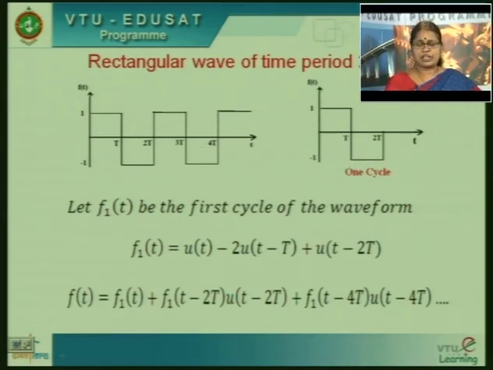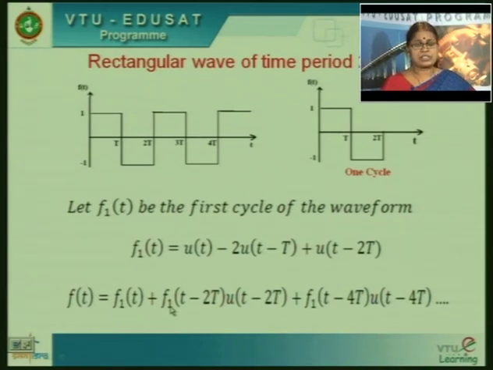Now, once I know the equation for the first cycle of the waveform, which I define as f1 of t, the original waveform can be written as the first cycle, and the same first cycle shifted in time by 2T, so that you get the second cycle, and the same first cycle shifted in time by 4T, which gives you the third cycle, and so on. So, f of t can be written as f1 of t plus f1 of t minus 2T into u of t minus 2T plus f1 of t minus 4T into u of t minus 4T, etcetera.